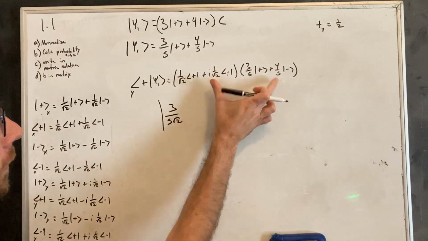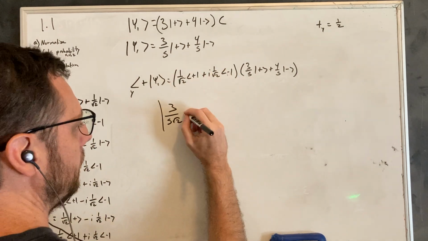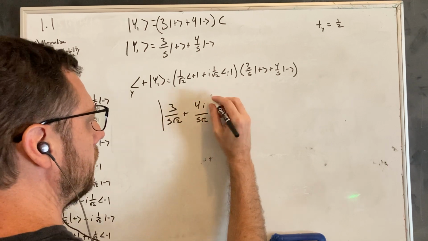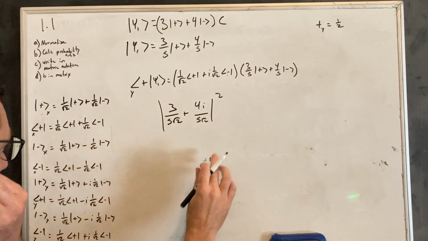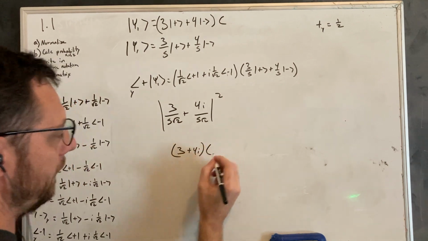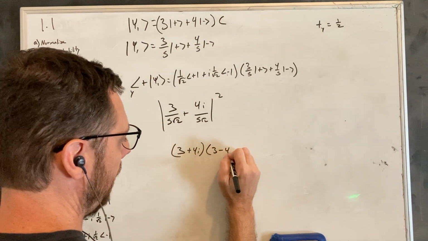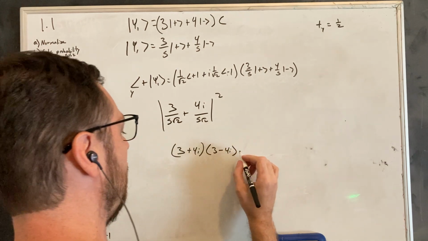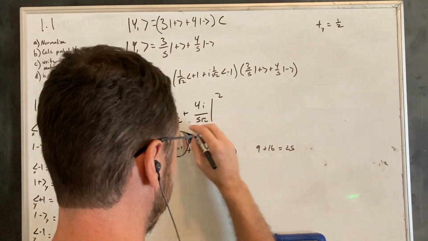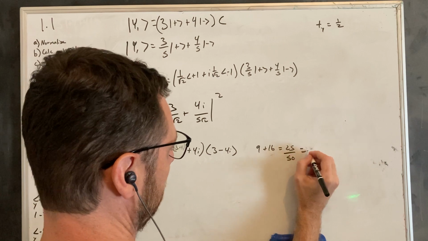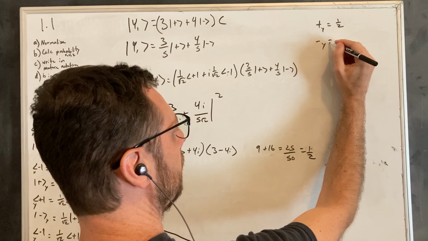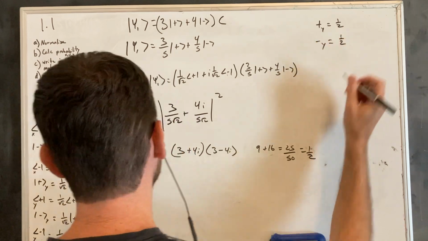We have our 4, and this is going to be positive, so plus 4i over 5 root 2. And that's going to be squared. So same thing as before. This is going to be 3 plus 4i, but then multiply it with its complex conjugate, which is going to be 3 minus 4i, which is the same thing that we did before, which we already know is going to end up being 9 plus 16, which is going to be equal to 25, and that's still over 50, which is going to be equal to 1/2. So that is going to be our probability of a minus in our y direction, is also 1/2.